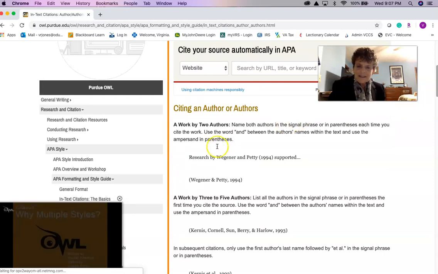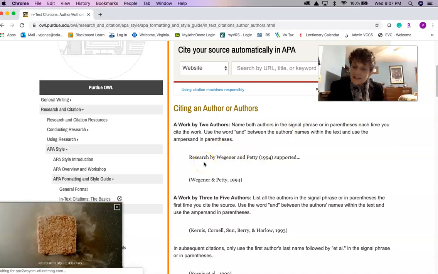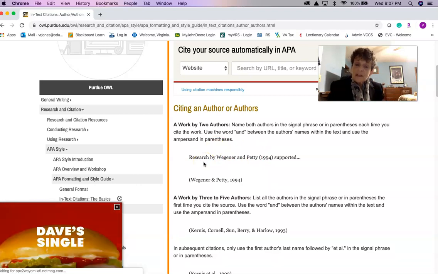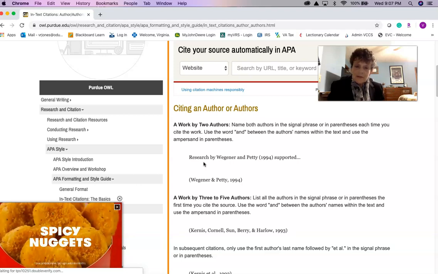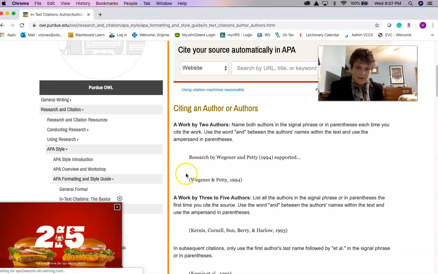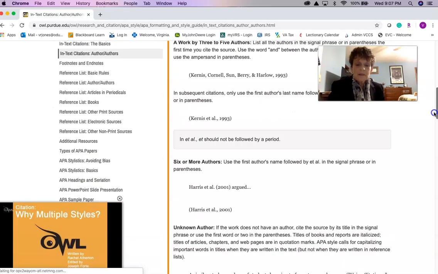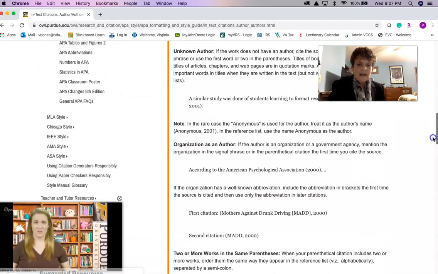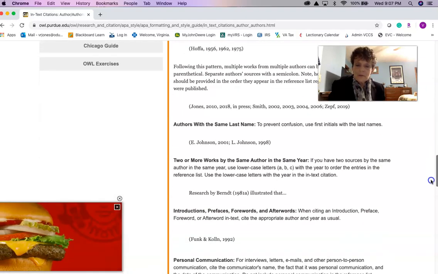It tells you exactly. This is if you have the sentence with the people's name in it. If you want to say research by Wegner and Petty, you put the date. But if you write the sentence and you want to put it at the end, they show you how to do it. So this is an extremely helpful website, and I hope everybody will become familiar with it because it does help a lot.